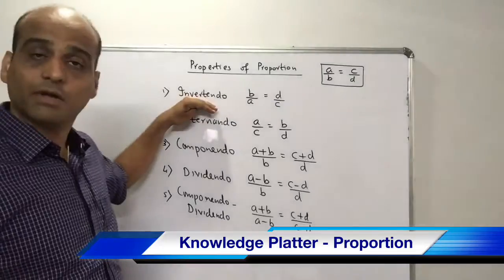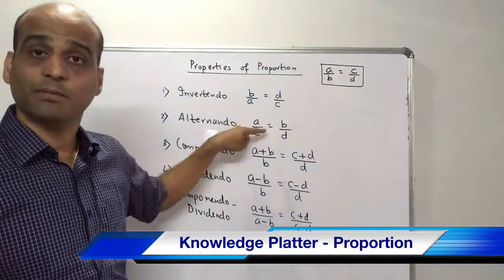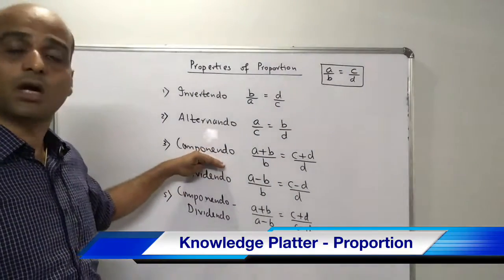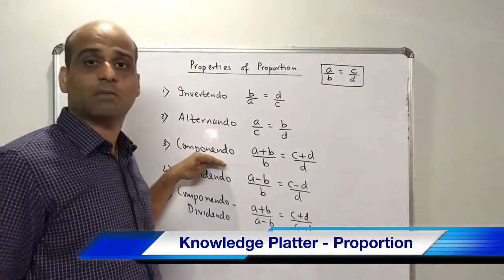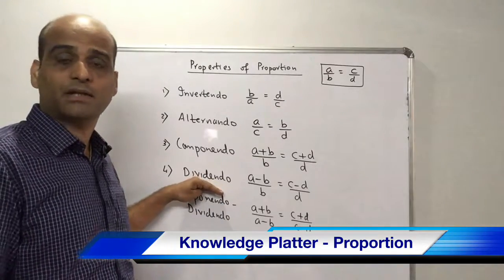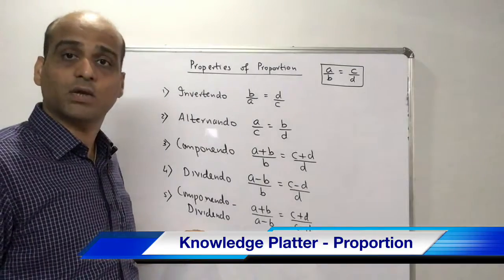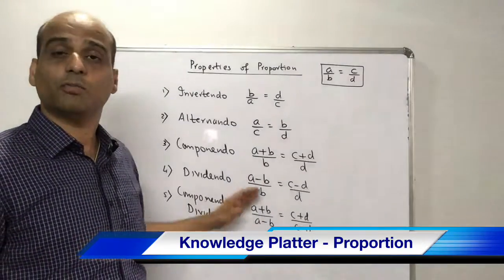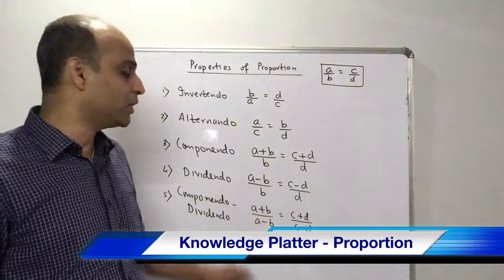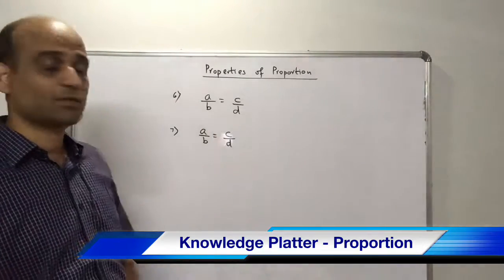So we have invertendo. Next is alternando, exchanging what? The mean positions. Next is componendo, numerator plus denominator upon denominator. Next is dividendo, numerator minus denominator upon denominator. And lastly you have componendo dividendo, that is numerator plus denominator upon numerator minus denominator on both the sides. Okay, we now proceed with the sixth one.